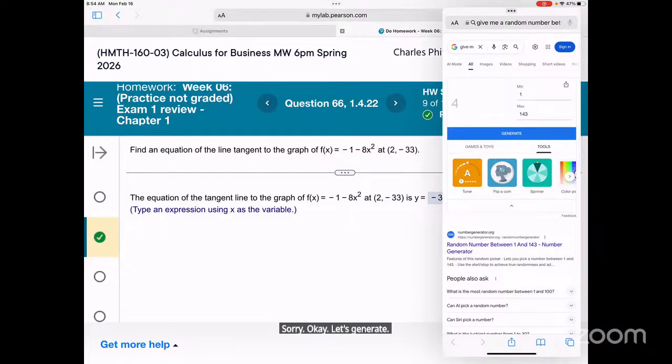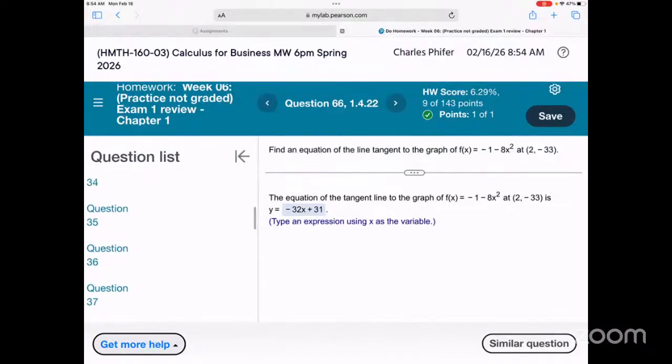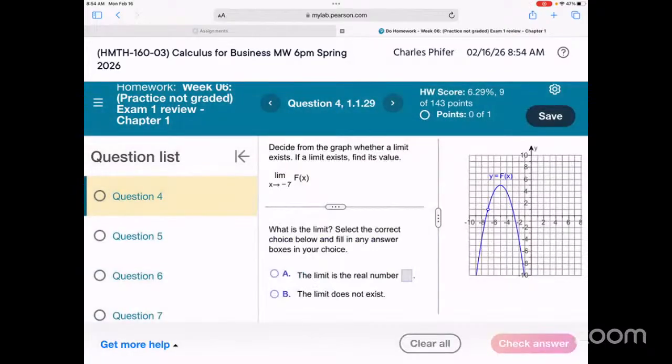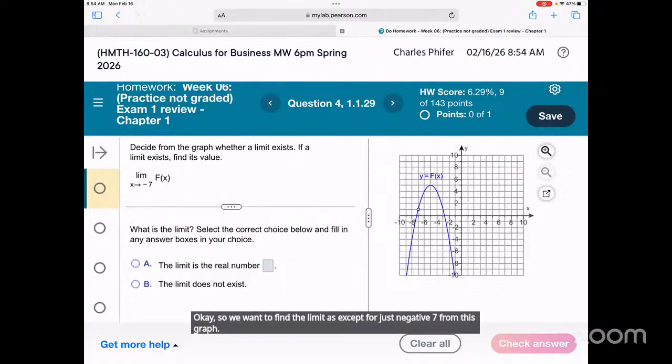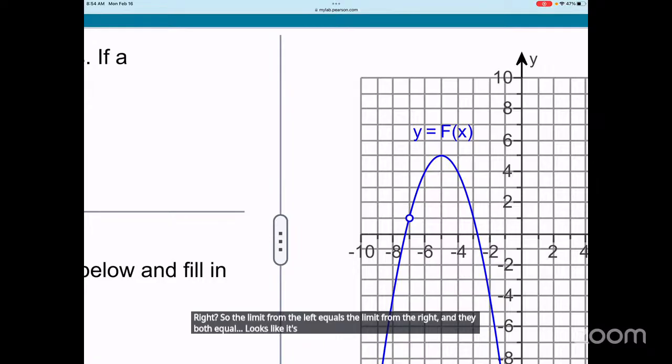Okay, let's generate. We can go to question 4. This comes from section 1.1, question 29. We want to find the limit as x approaches -7 from this graph. The limit from the left equals the limit from the right, and they both equal, it looks like, 1.